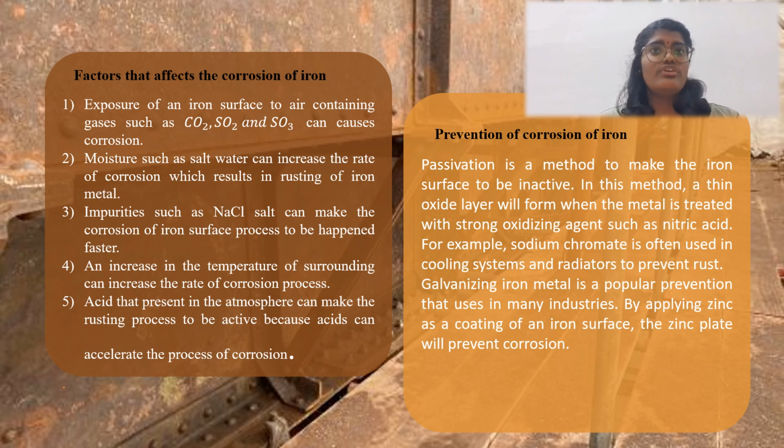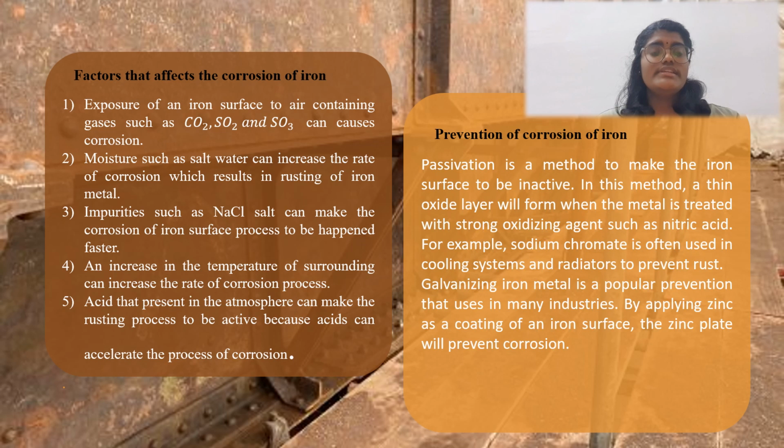Factors that affect the corrosion of iron are various. One of them is exposure of the iron surface to gases containing CO2, SO2 and CO3. These gases can cause corrosion to happen. Next, moisture such as salt water can increase the rate of corrosion, which will result in the rusting of iron metal. NaCl is considered an impurity because it is a salt which can make the corrosion of the iron surface happen faster than usual. Next, an increase in the temperature of the surroundings can increase the rate of the corrosion process. Acid present in the atmosphere can make the rusting process more active and accelerate the process of corrosion.